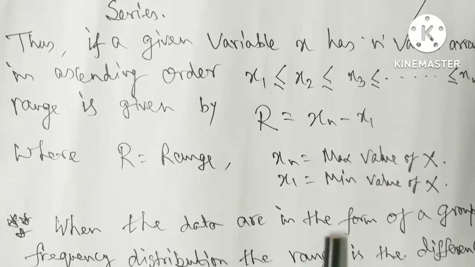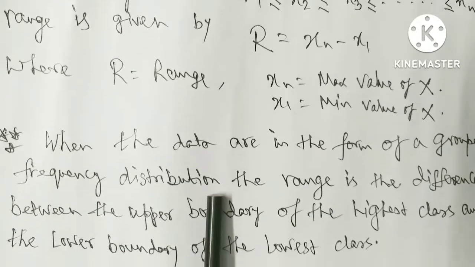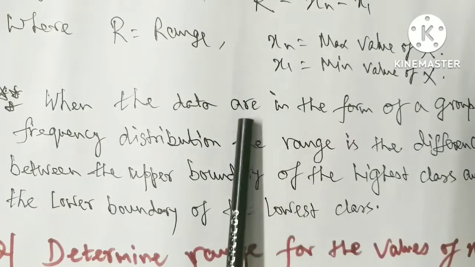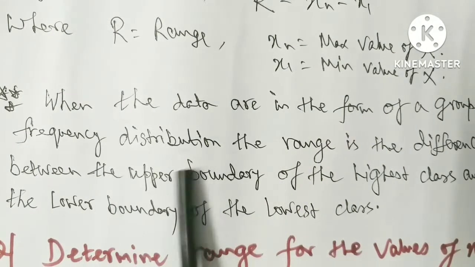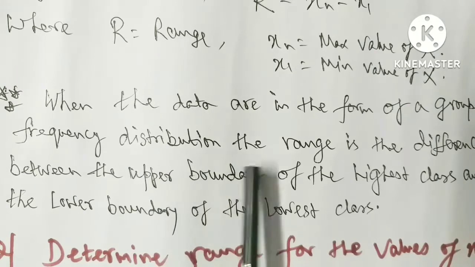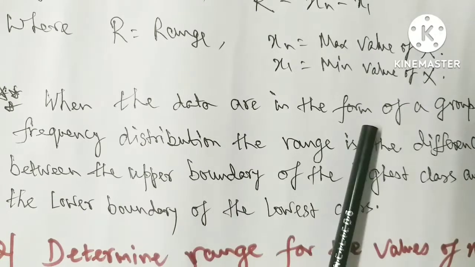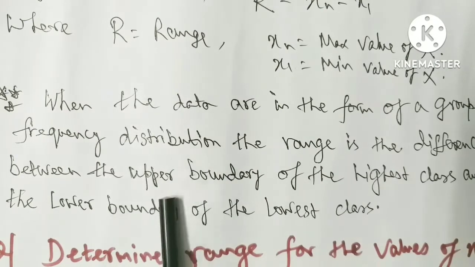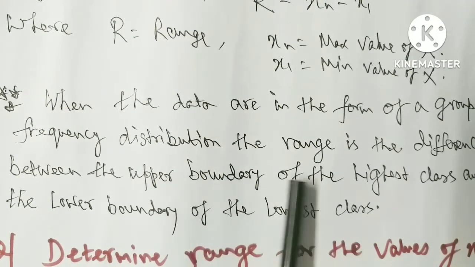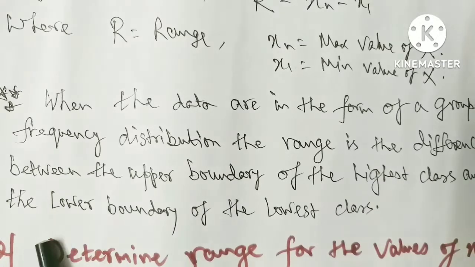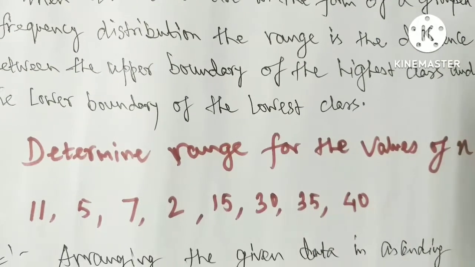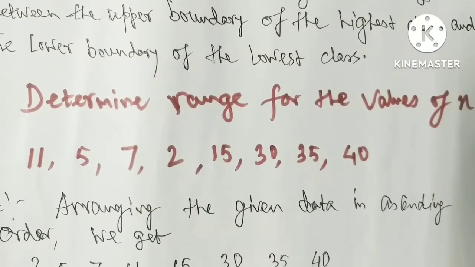When the data are in the form of a grouped frequency distribution, this technique is also applied in the form of a group frequency distribution structure. The range is the difference between the upper boundary of the highest class and the lower boundary of the lowest class. This is to some extent different. The pattern is the same, but the calculation is different.